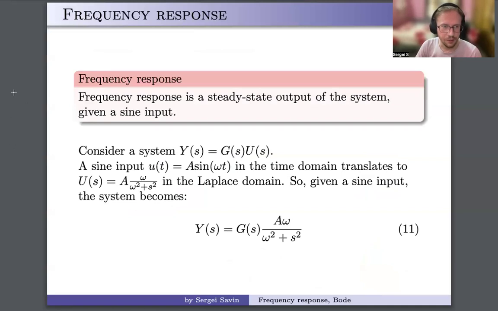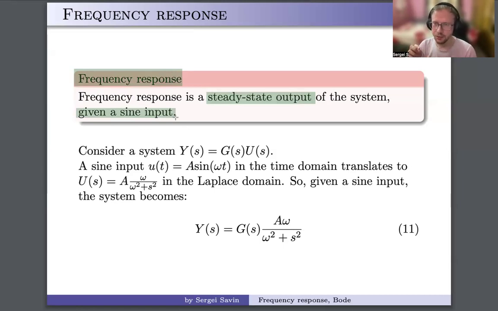Now we set everything up, and we can start thinking about what is a frequency response. So frequency response is a steady state output of the system given a sine input, right? Here I could have, instead of sine input, said harmonic input. I could have said a sum of sine and cosine input of the same frequency. All of this is roughly speaking the same thing. So I just gave a definition like this for simplicity.